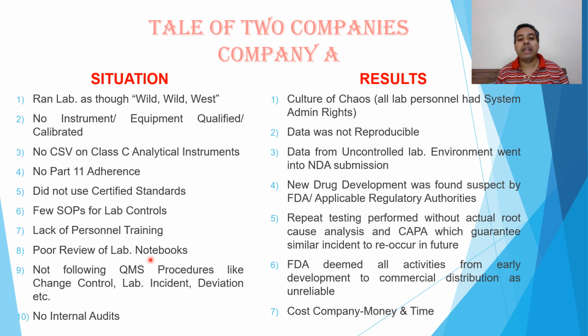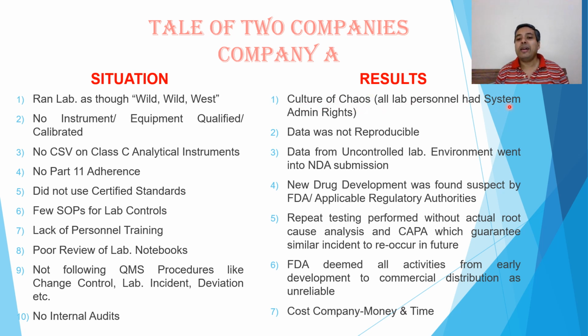Poor review of lab notebooks, that is, a lack of review system by the quality unit in company A, and not following QMS procedures like change control, lab incident, deviation, etc. No internal audit is performed by the quality unit of company A. Due to this situation, the result which is inevitable to occur is a culture of chaos.